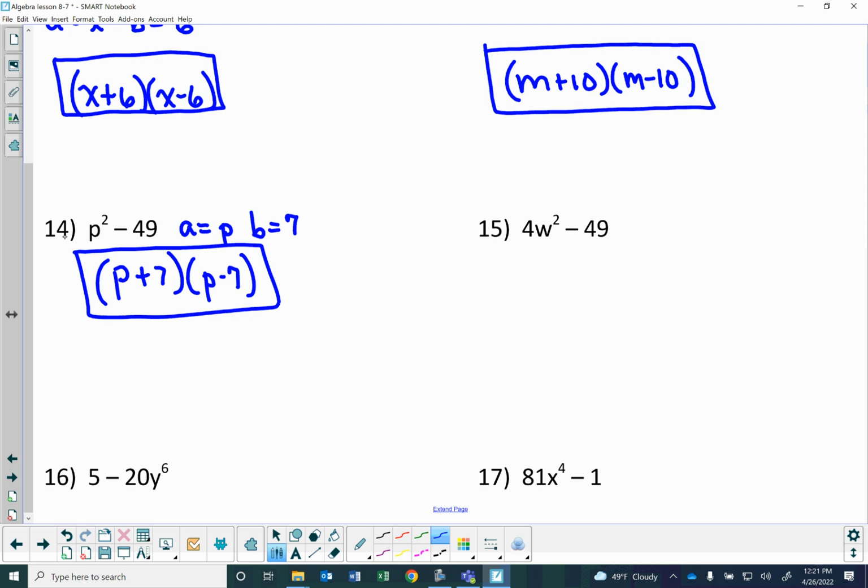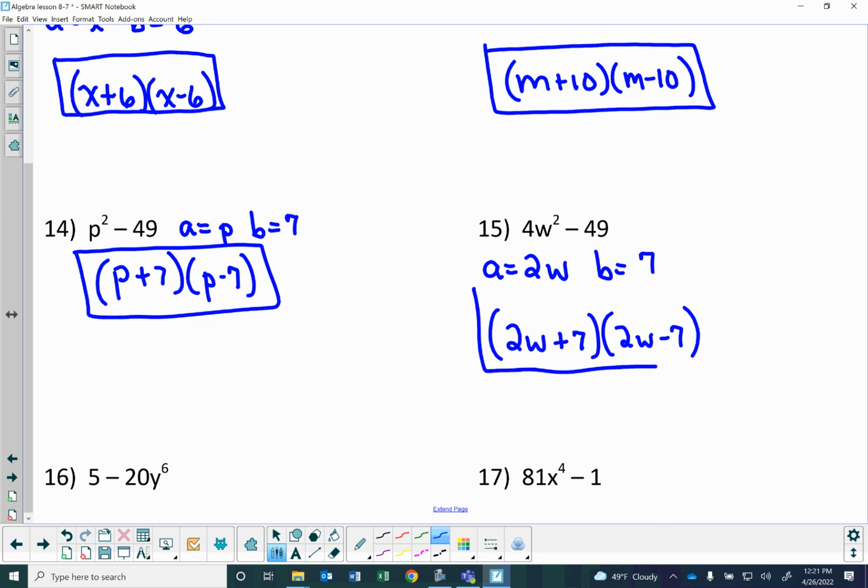15, a little bit different. My first term, 4w squared. Square root of 4w squared is 2w, so my a term is 2w. My b term is the square root of 49, which is 7. So you'll have 2w plus 7 times 2w minus 7. And we are done.